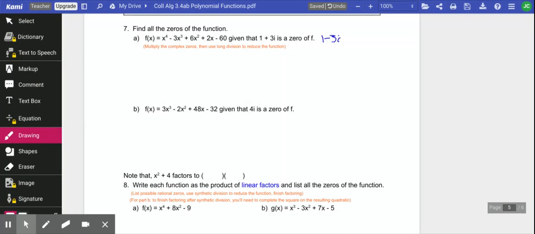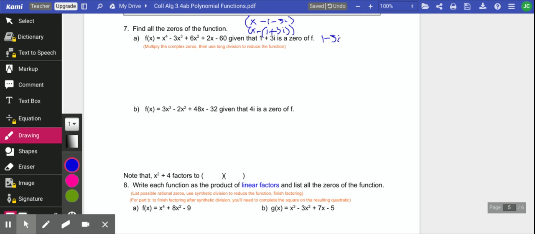So remember, we can write the factors of this. Just like if one of the zeros is 5, the factor is x minus 5. If one of our zeros is 1 plus 3i, one of our factors is x minus (1 plus 3i). Oh dear, that was terrible handwriting. Let's try that again. x minus (1 plus 3i). Now notice I've put it in parentheses because we actually have to distribute that negative. So we get x minus 1 minus 3i.